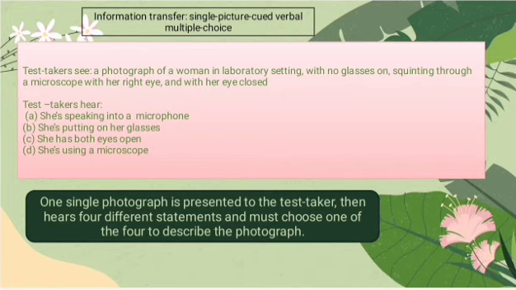And then the test taker hears some multiple choices. The first says, speaking into a microphone. Second says, putting on her glasses. Third, she has both eyes open. Fourth, says using a microscope. So the test taker sees the one picture, and then hears some multiple choices, and then the test taker should choose the correct answer.